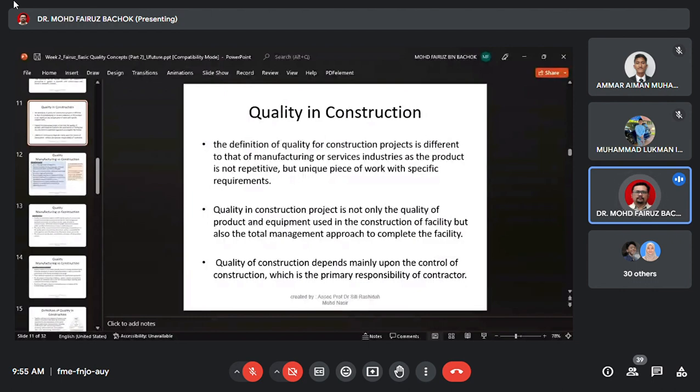The definition of quality in construction, as we can look, is different to the measuring of the survey industry as the product is not repetitive.